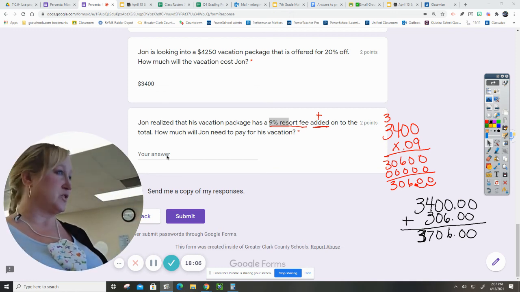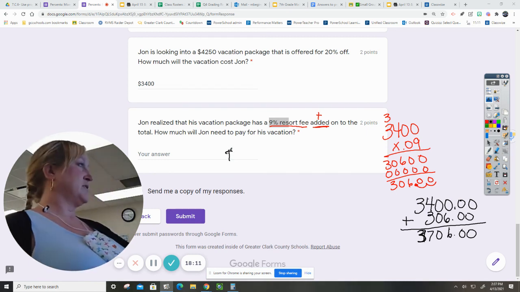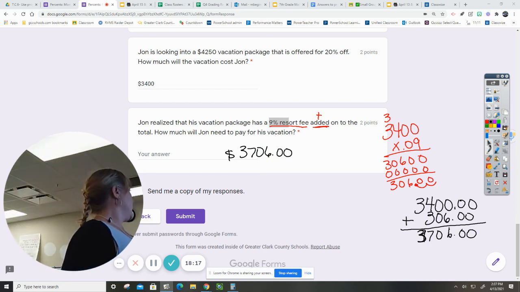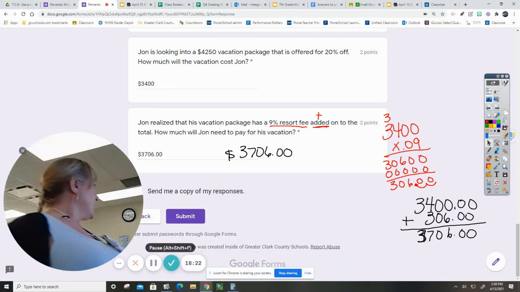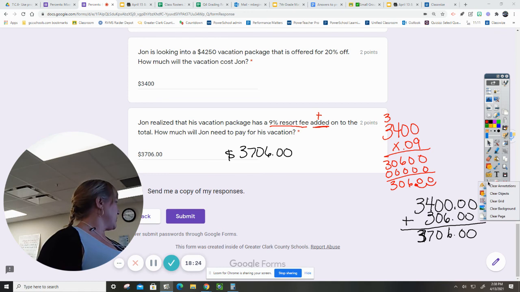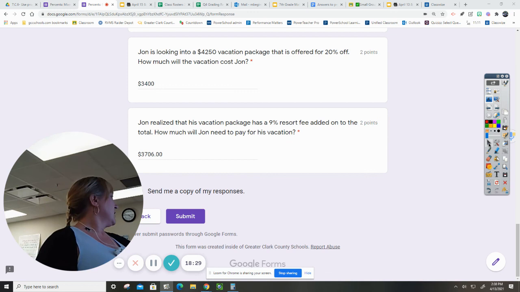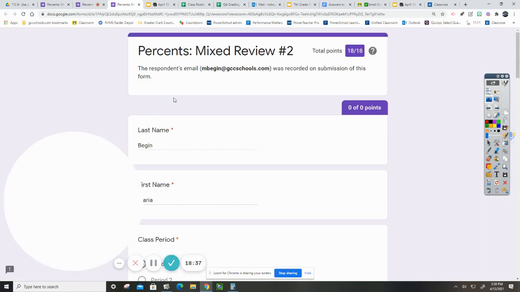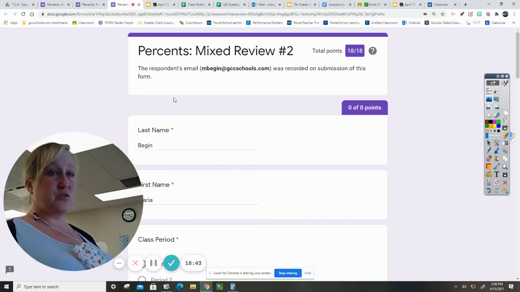So we're going to type our answer in here. I hope the answer that you get is 3,706. And I'm going to type it in and make sure that our answers are correct. Okay, so this is the part where we cross our fingers and hope that Miss Began did not make any mistakes. And I'm hitting submit. Let's see, view the score. 18 out of 18.